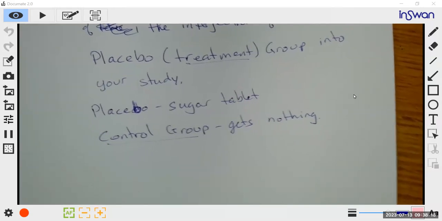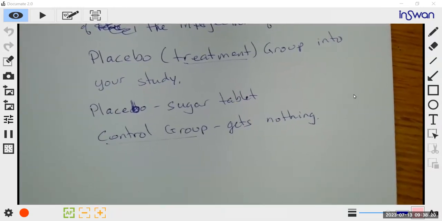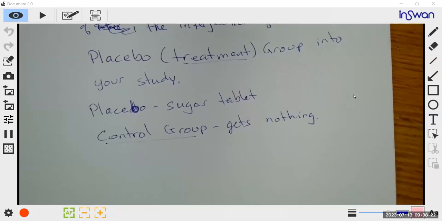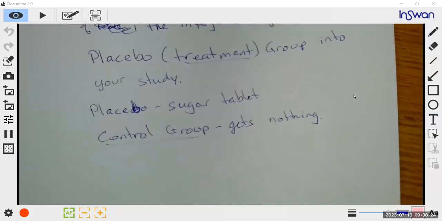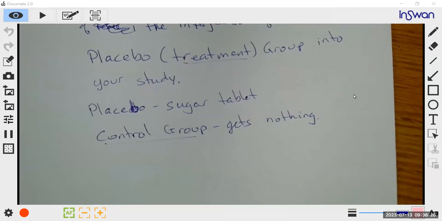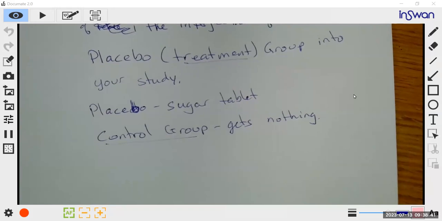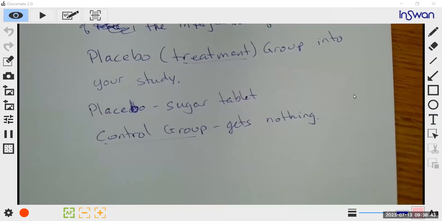Why would they do that? Yeah, to see two things. To see if it actually works, and to see if people are hypochondriacs. If they think they have these symptoms, but they don't really have them. So in the placebo group they'll give you the medicine and they'll watch to see what goes on.